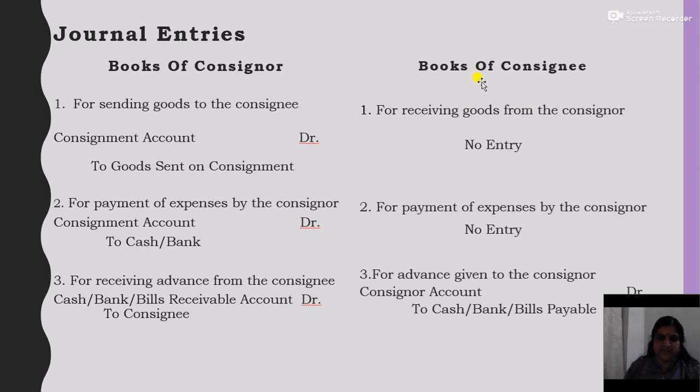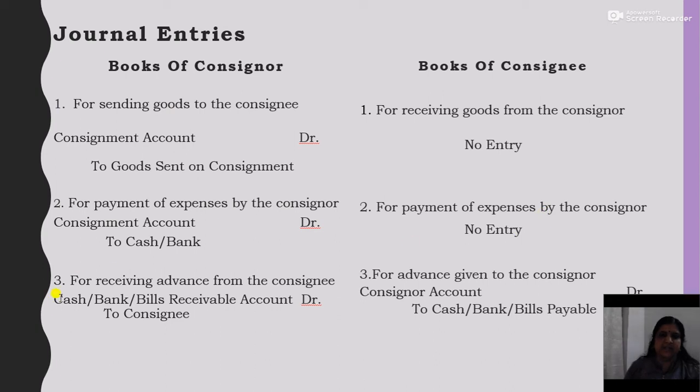Then the second transaction is payment of expenses by the consignor. The journal entry is Consignment Account Debtor to Cash or Bank. If we issue a check, it will be bank, and if the expense is met by cash, it will be cash. For payment of expenses by the consignor, no journal entry is required in the books of the consignee, because the expense is met by the consignor, who is the owner of the goods.